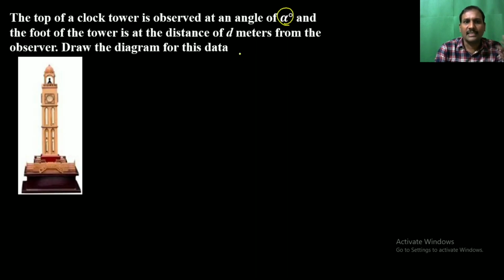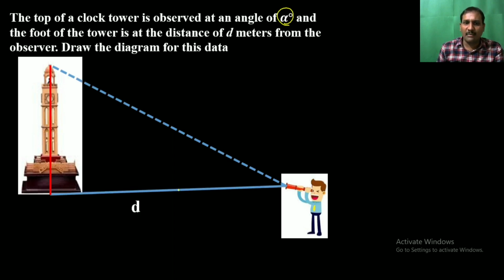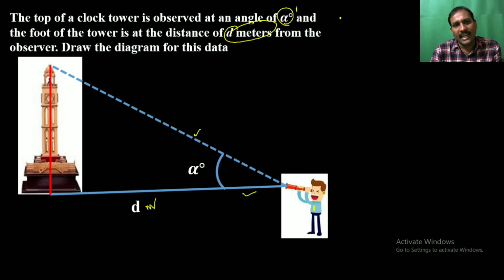Now let us take, this is the clock tower and its height. Always we take the height vertically, that is linear height. And here there is an observer. He is observing the top of the tower and he is at a distance of d meters, that is given here. And this is the angle of elevation, this is the line of sight and this is the horizontal line. The angle of elevation is alpha degrees. So this is the diagram for the given problem.